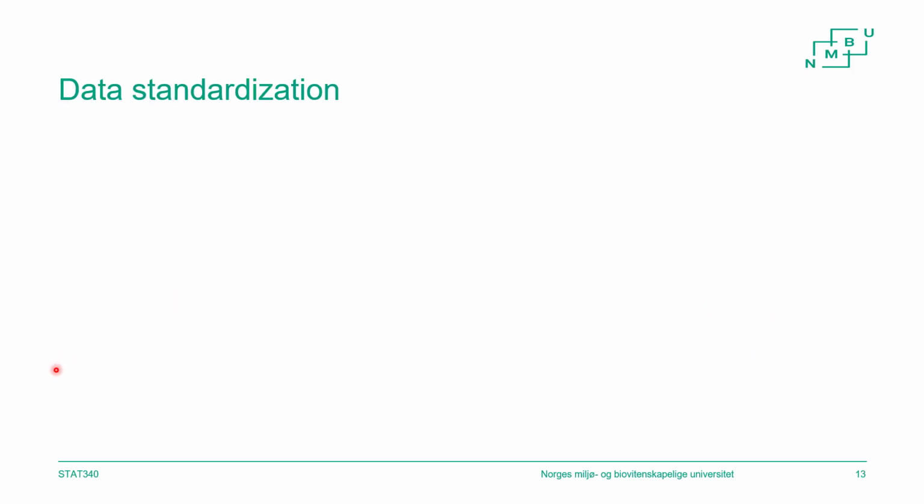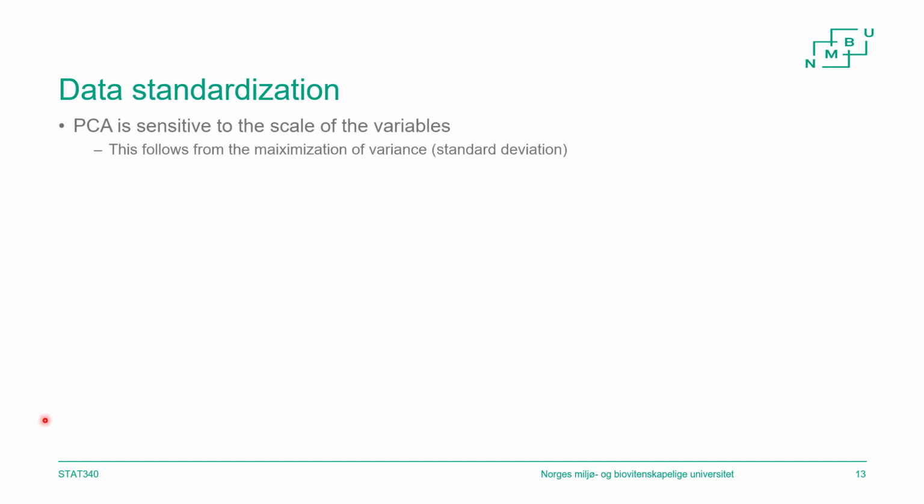Data standardization. That's something we need to mention when it comes to PCA, because PCA is sensitive to the scale of the variables. And that follows actually from maximizing variance.